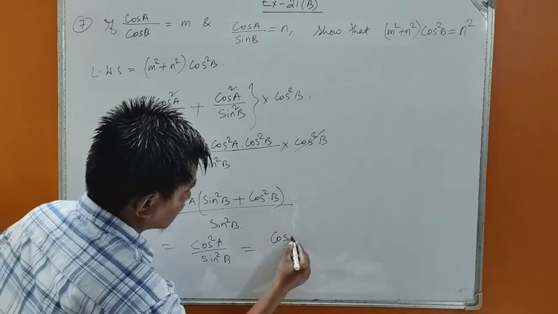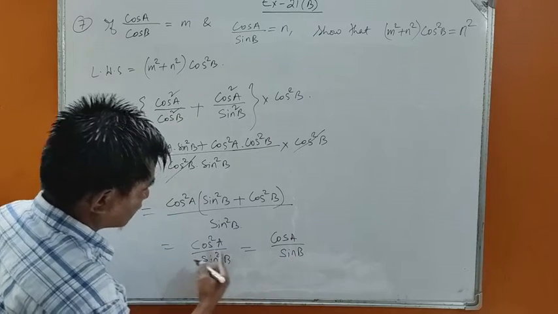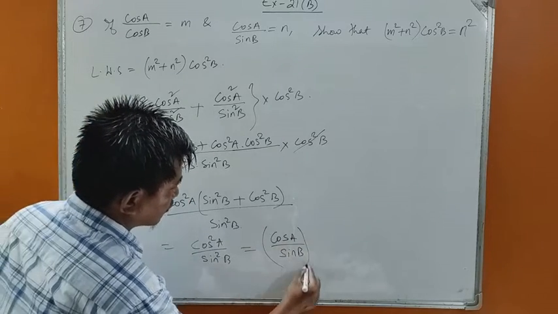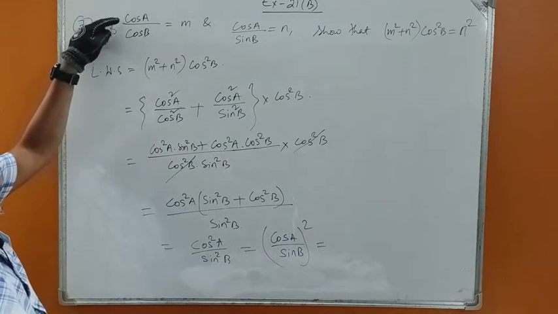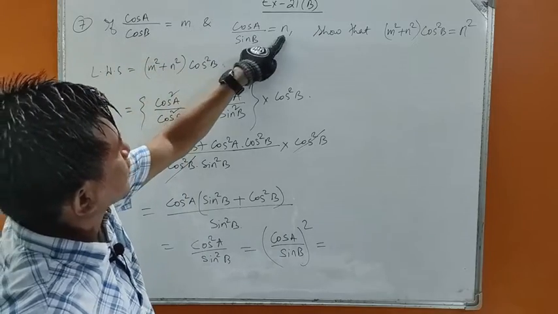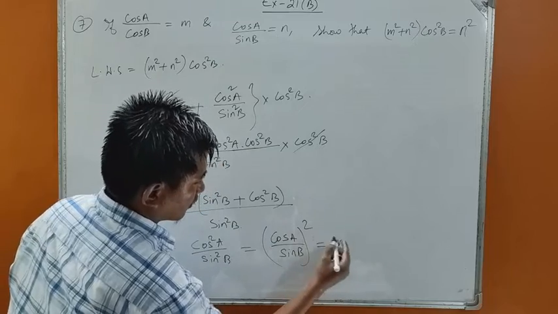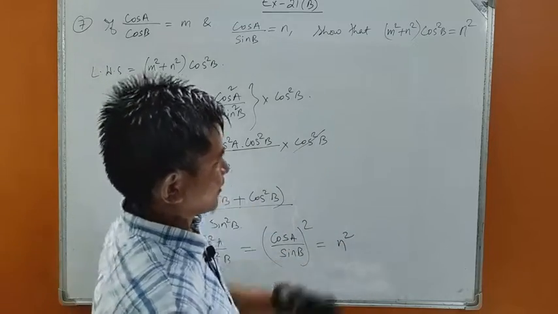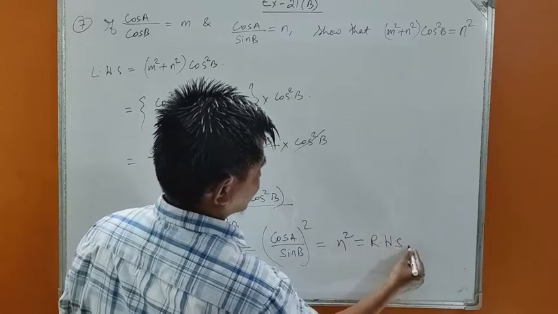So cos square a upon sin square b can be written as cos a upon sin b whole square, isn't it? Cos a upon sin b is n, so the square comes here, n square. So this is the right hand side, isn't it? Equals RHS. Hence proved.